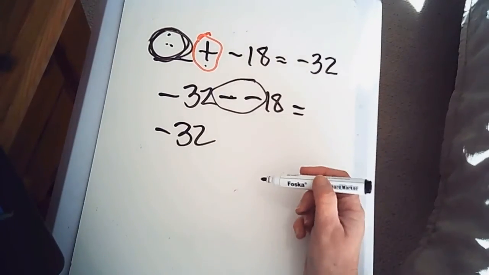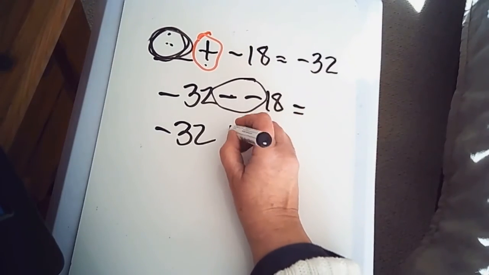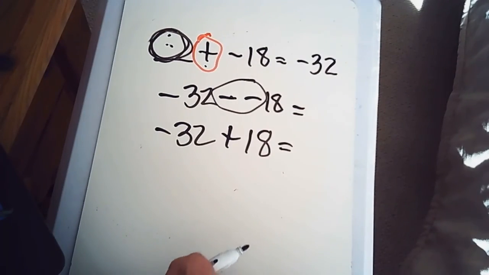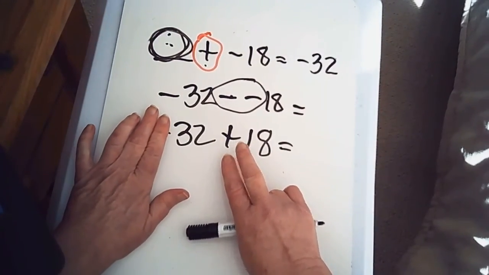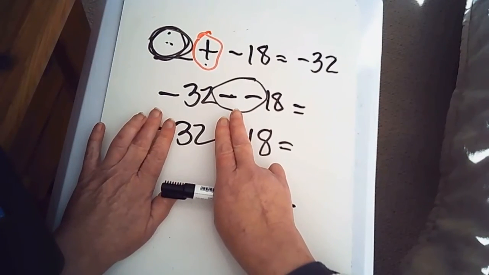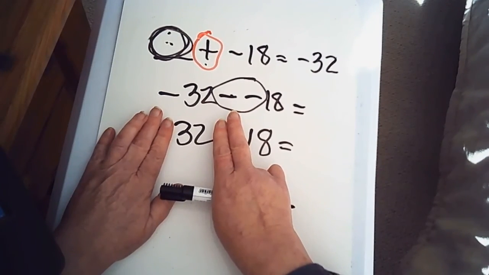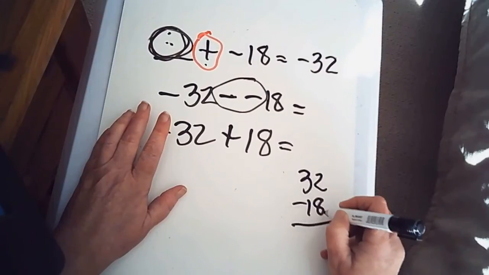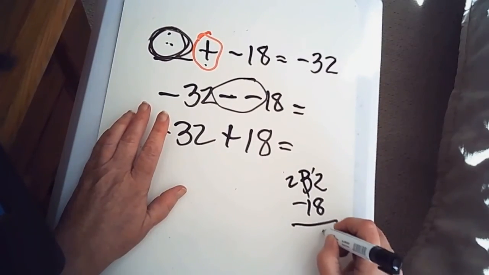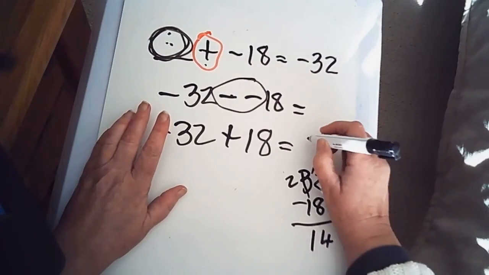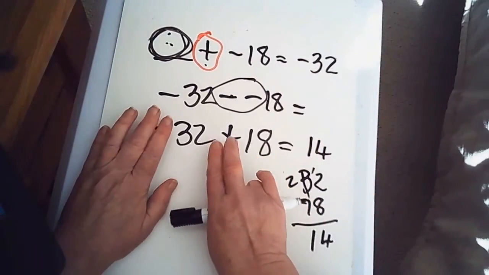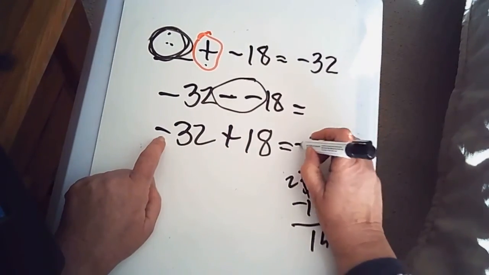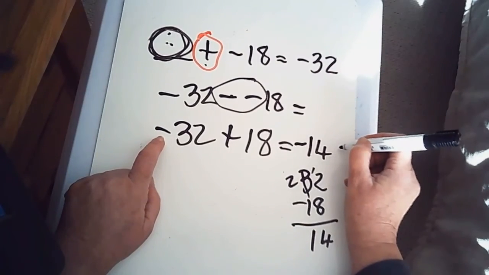Here comes integers. What is a negative and a negative? Positive. So positive 18 is equal to. Now I can see here, these two are different. There's a negative number, there's a positive number. Okay, I cover them. I say, what is the difference between 32 and 18? So I go 32 minus 18, right? 2 minus 8 you can't, so 12 minus 8 is 4. 2 minus 1 is 1. So that's 14. And which digit is bigger? 32 or 18? 32, and it's a negative. So negative 14.